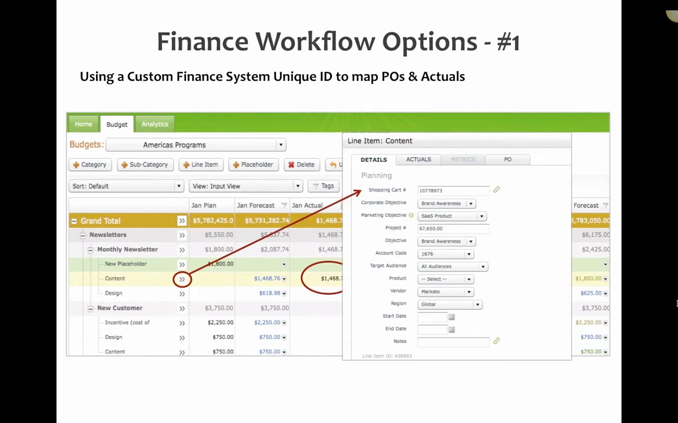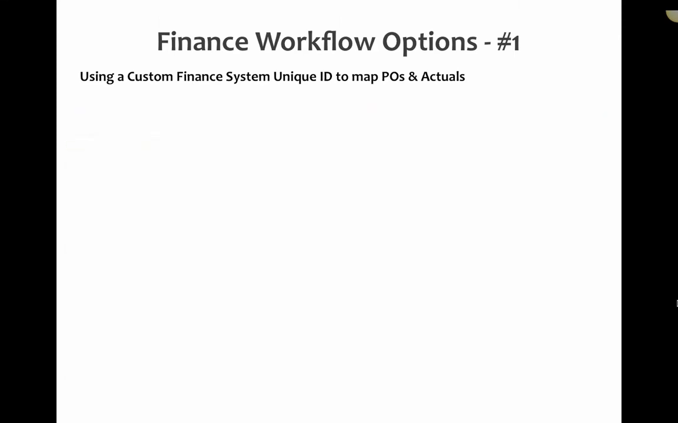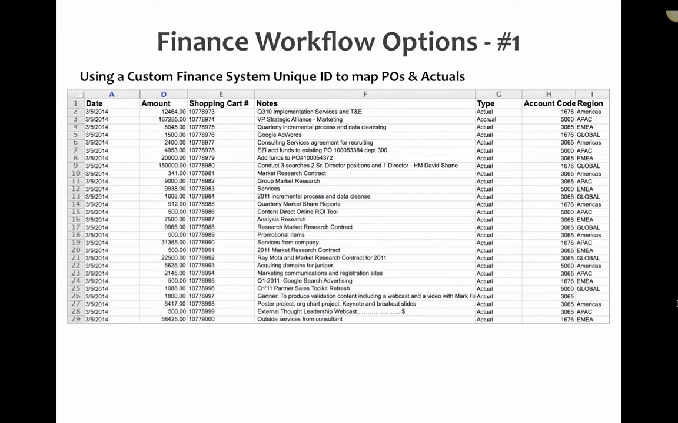What are the disadvantages of using the custom finance system unique ID? The process can be time-consuming for the end users who have to go into each line item individually to input the custom IDs. If the budget editor does not input the custom ID, Allocadia will be unable to map the actual to the line item, creating additional work for the operations team, who must try to identify which budget, category, and line item the PO or actual belongs to. Please note each line item can only have one custom ID. To utilize the custom finance system unique ID for import, the following fields are required in the finance system extract: amount, date, and custom unique ID.